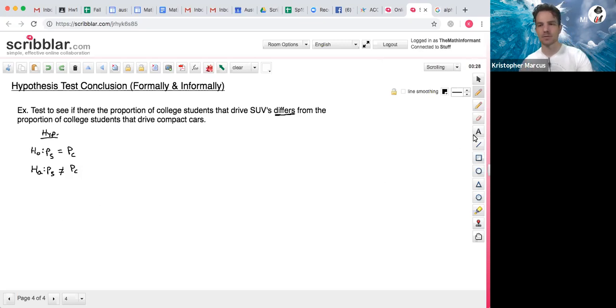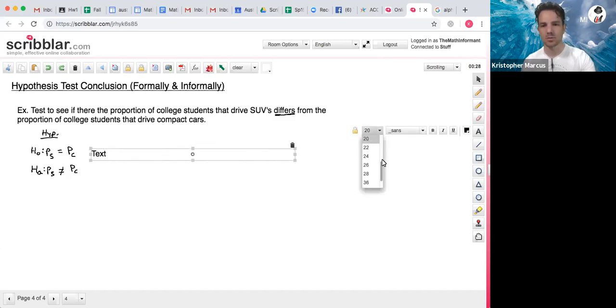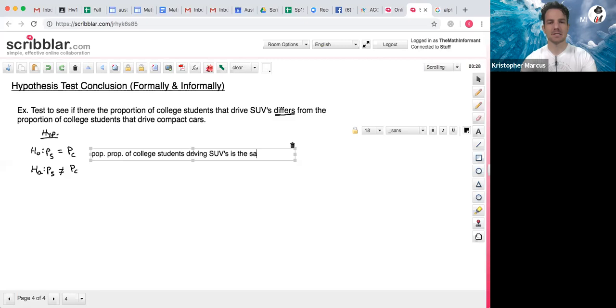Not equals means differs. To the side, just so we're clear on what's being said, let's interpret each one of these real quickly. The statement here in the null hypothesis simply says the population proportion, that's why they don't have hats, because it's for the population, proportion of college students driving SUVs is the same as those driving compact cars.